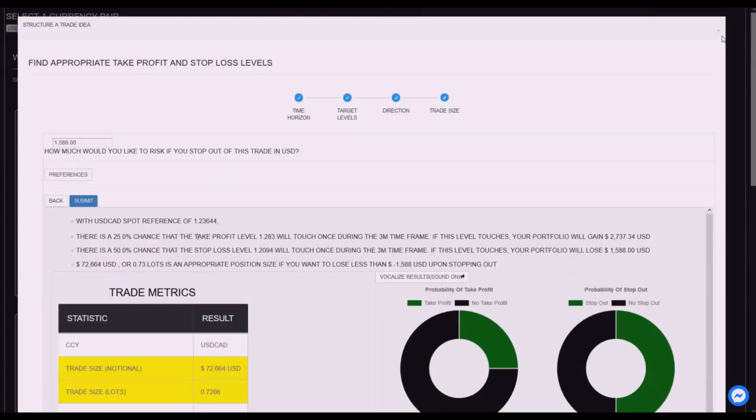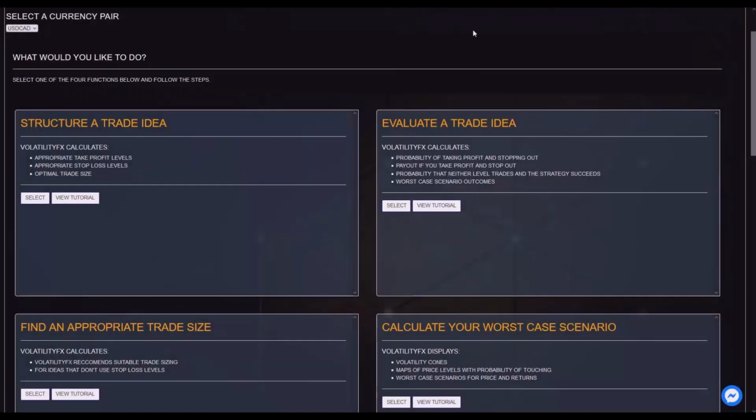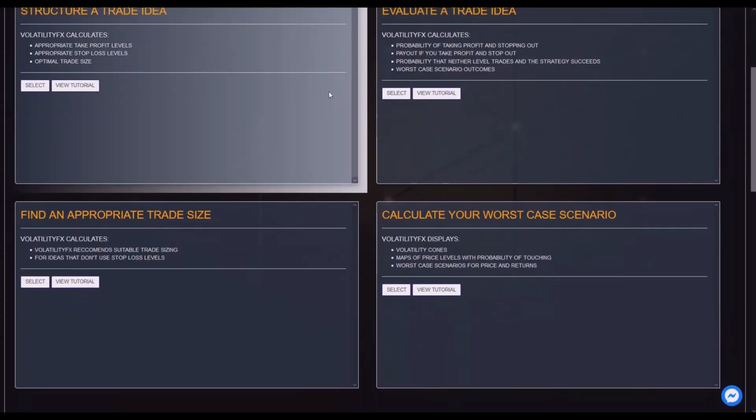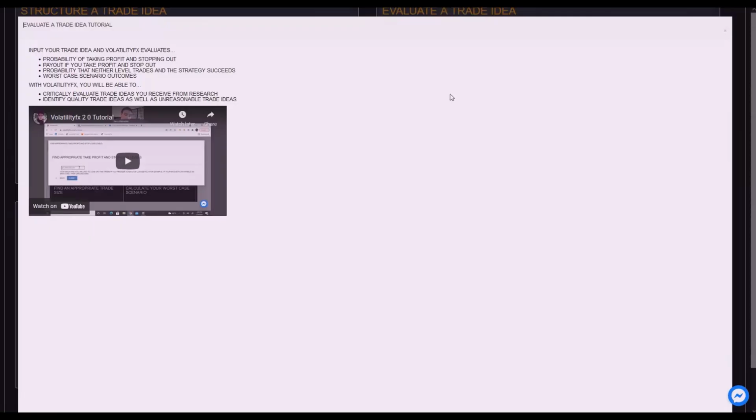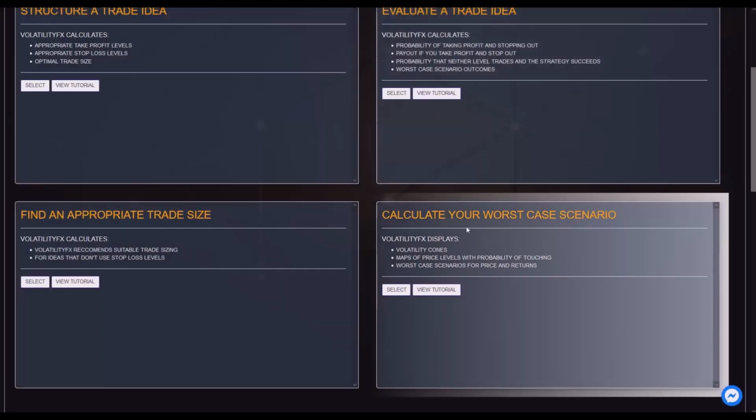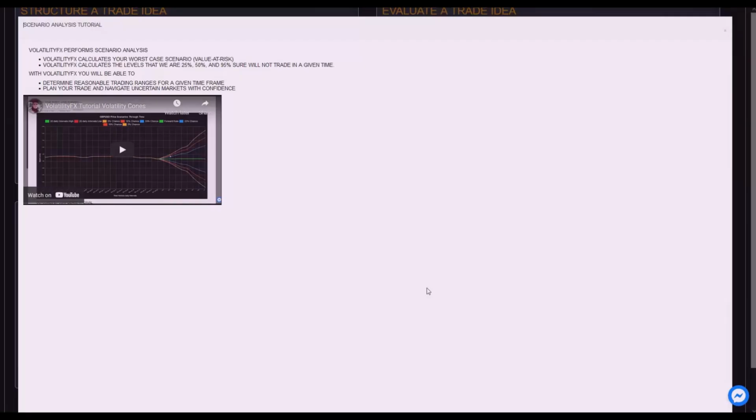VolatilityFX also offers the ability to evaluate a trade idea. You input your take profit and stop loss level, and VolatilityFX will tell you the probability that these levels touch. You can look at the View Tutorial page in order to see a live video demonstration.